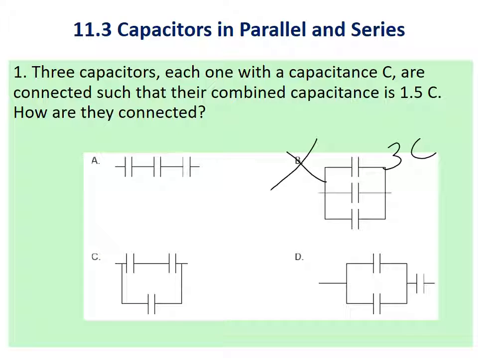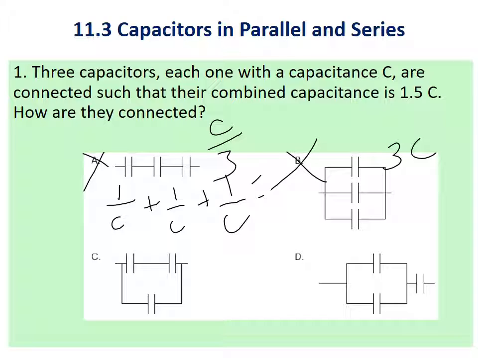If they were connected in series, it would be 1 over C plus 1 over C plus 1 over C, which is 3 over C. You invert that, this becomes C over 3, so I know it's not A. So now I'm left with figuring out a combination that gives me 3 over 2 C.